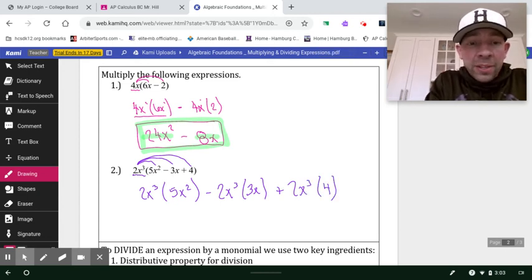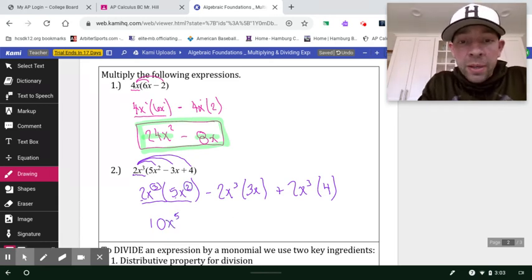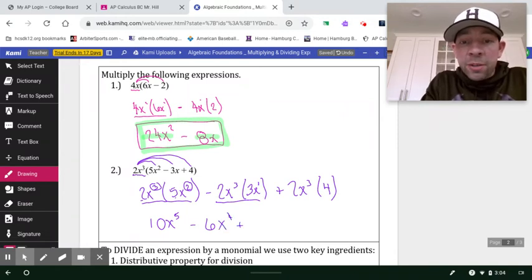And let's see. Okay, so to multiply these guys together, 2 times 5 makes 10. That's easy. Now add this exponent to this exponent, and you're going to end up with x to the fifth for your first term. All right, here we're going to get negative 6 for a coefficient. Remember, there's an invisible 1, so add the 3 and the 1 to get x to the fourth. And then that last term is going to be 8x cubed. So there's your final answer.